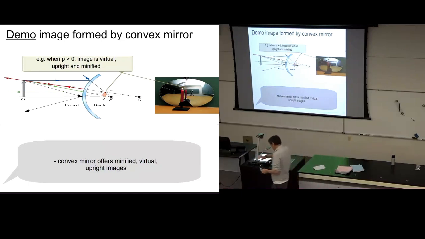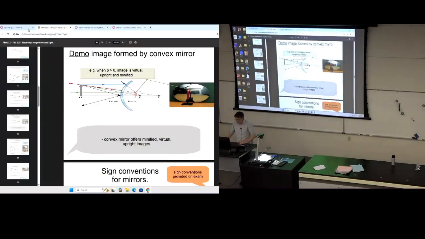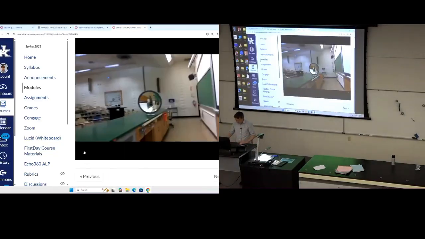Let me just show you a quick demonstration of this. Going back to this video, but hey presto, I'm going to change this from a concave mirror to a convex mirror. But I'm then going to do the same thing. I'm going to walk towards it, videoing myself, videoing my image, and then walk back away from it. And we'll just get to see the world of a convex mirror.